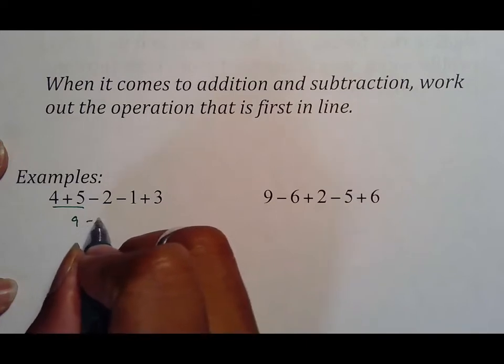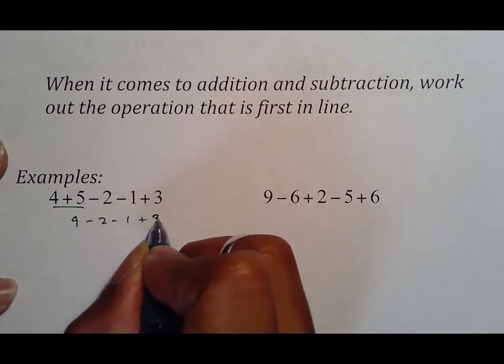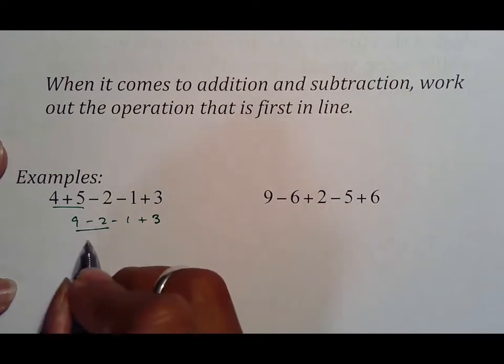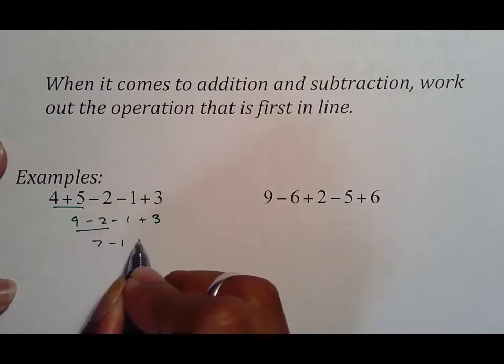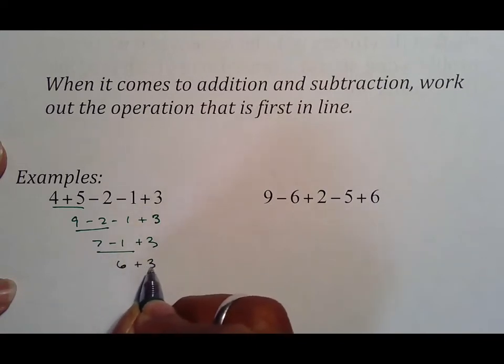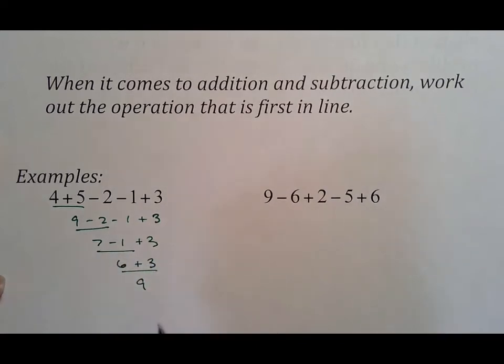But you have to rewrite everything else. That's why I underline it. Then I'm going to say this person gets fed. 9 minus 2 is 7, minus 1 plus 3. Then I'm going to feed this person. That becomes 6 plus 3, and then that becomes 9. That is how you do the order of operations.